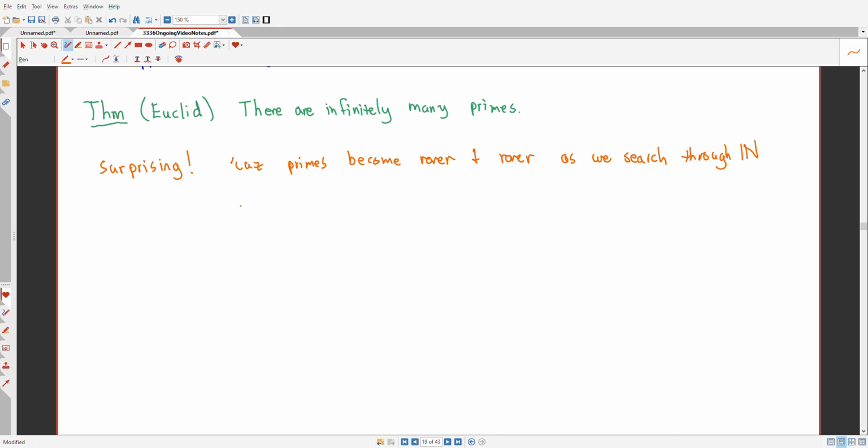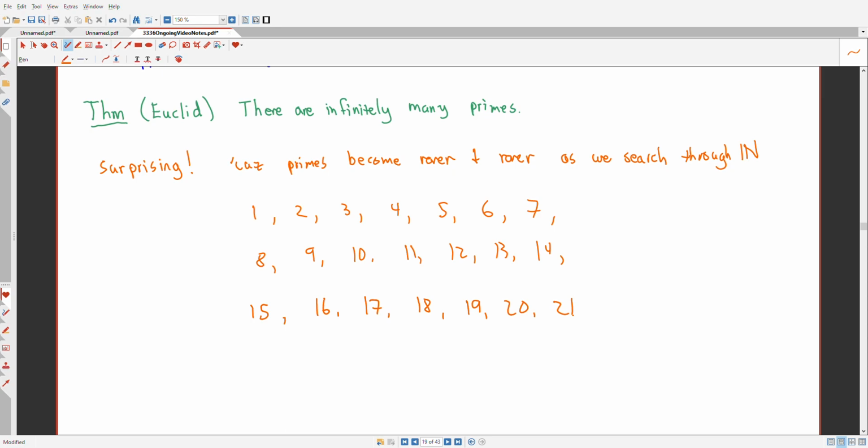Let's just write a bunch of natural numbers. 1, 2, 3, 4, 5, 6, 7. Maybe I'll keep going. 8, 9, 10, 11, 12, 13, 14, and then 15, 16, 17, 18, 19, 20, 21, and we'll just do one more row of them.